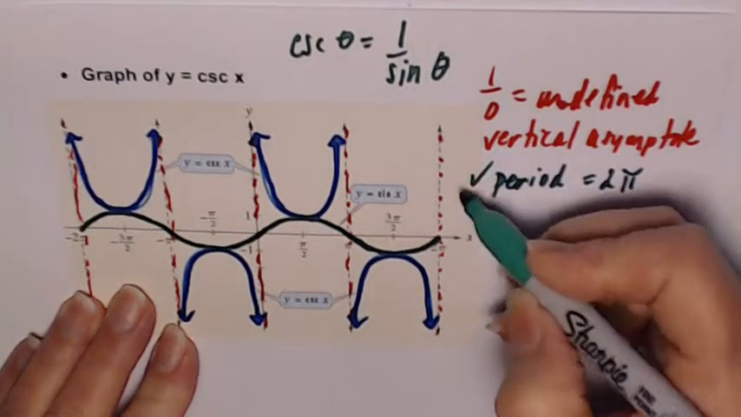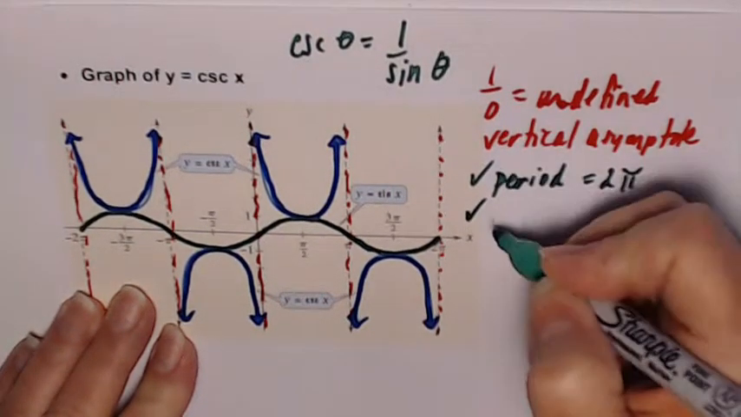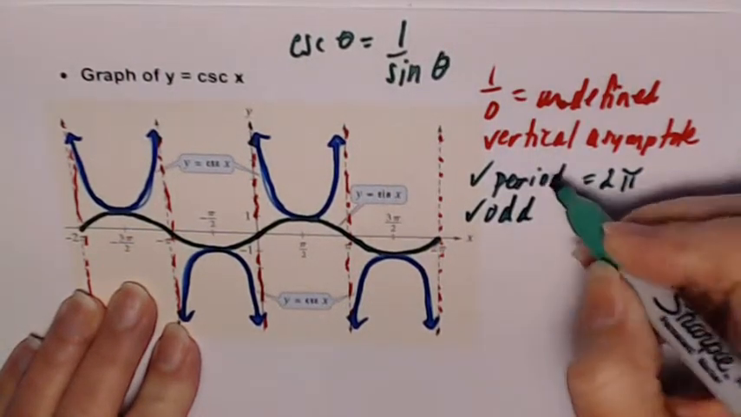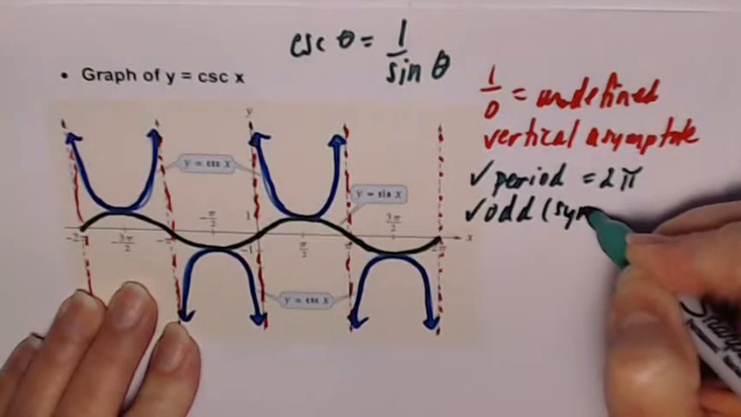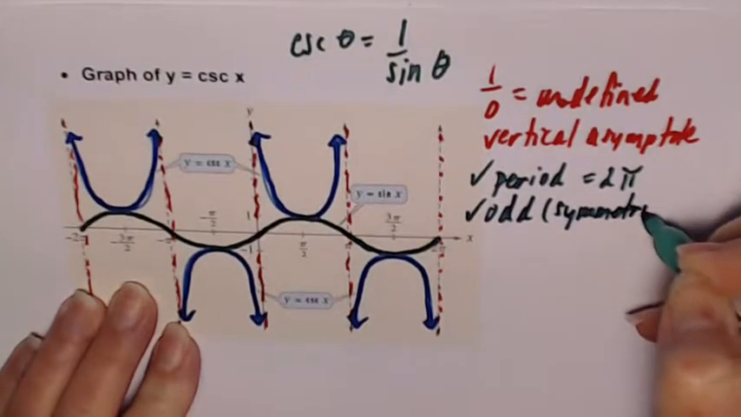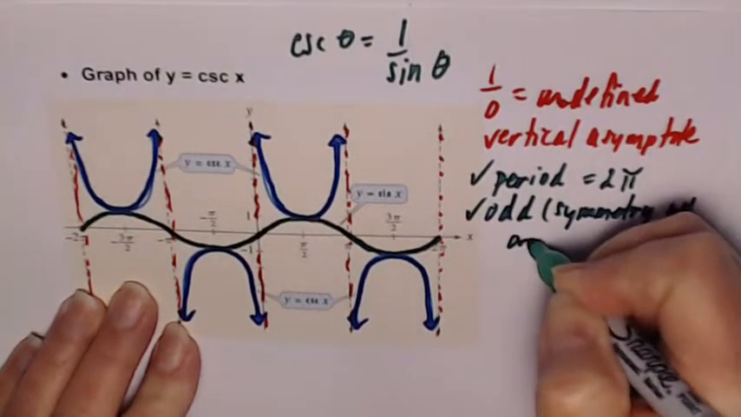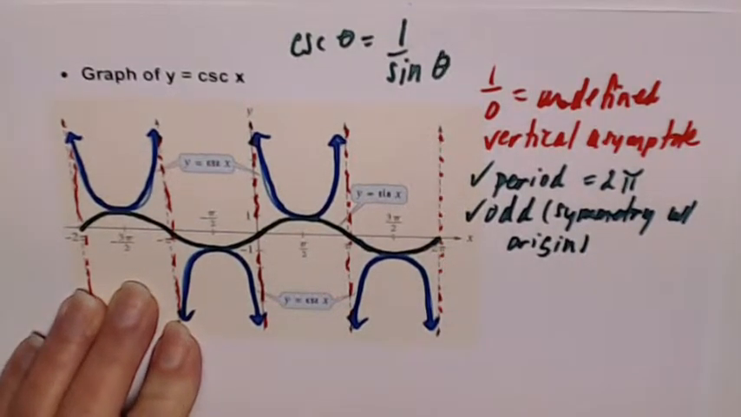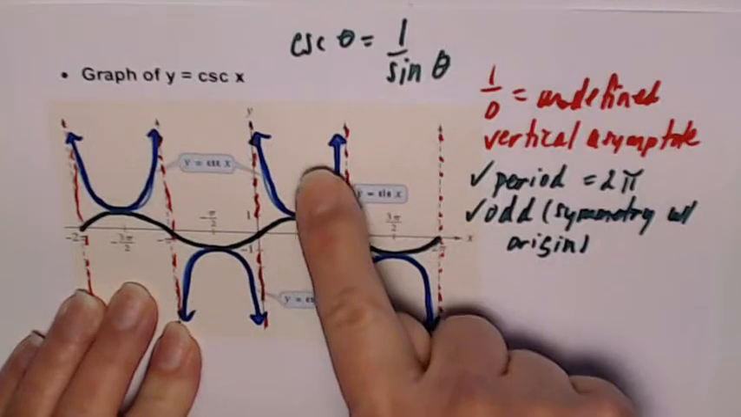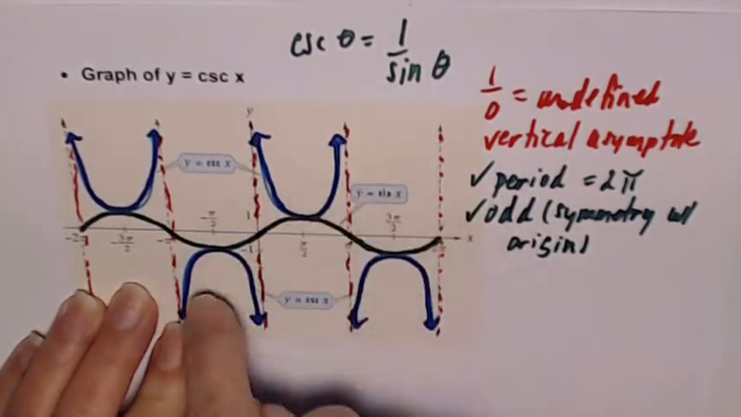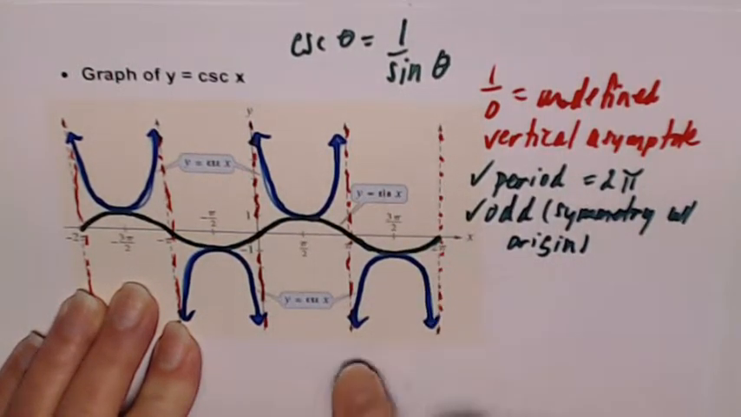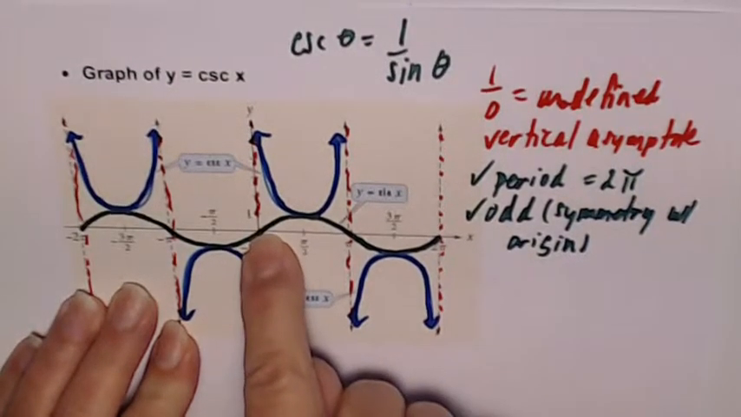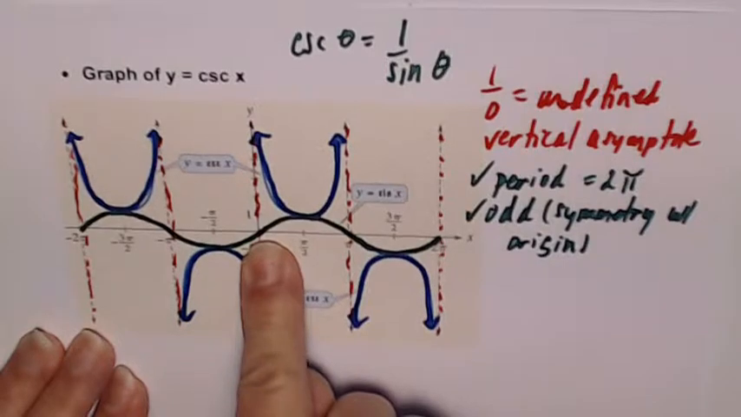The other thing that we can see here is that this is also, like sine, an odd function, which means that there is symmetry with the origin. And again, we can see that from our graph here. Here's our origin, and this shape is flipped over the origin, and this here is flipped over the origin. So we have symmetry with the origin, an odd function.